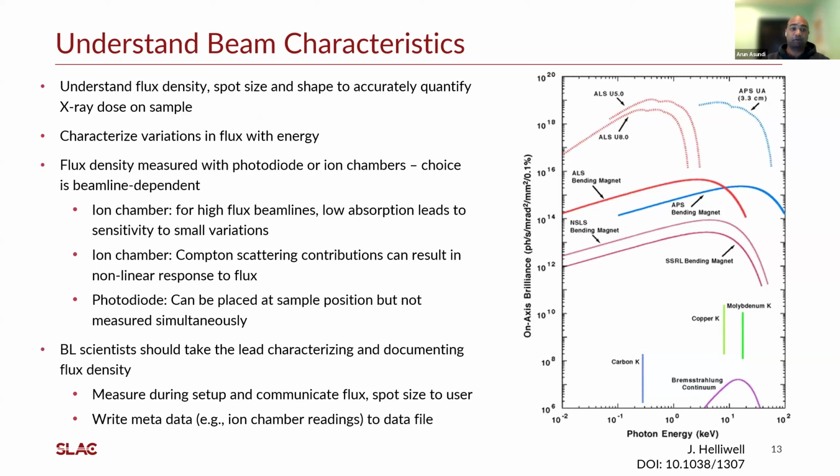Flux can be measured with photodiodes or ion chambers with advantages and disadvantages for each method. With ion chambers, the flux can be measured simultaneously with data collection. However, with very high flux beamlines, it may be necessary to fill the ion chambers with helium, resulting in low absorption and a very high sensitivity to small perturbations. Additionally, with high flux, ion chambers can be sensitive to Compton scattering, which leads to nonlinearities in the response to flux. Photodiodes have an advantage of being able to be positioned at the sample location, but they cannot be measured simultaneously with the data collection.